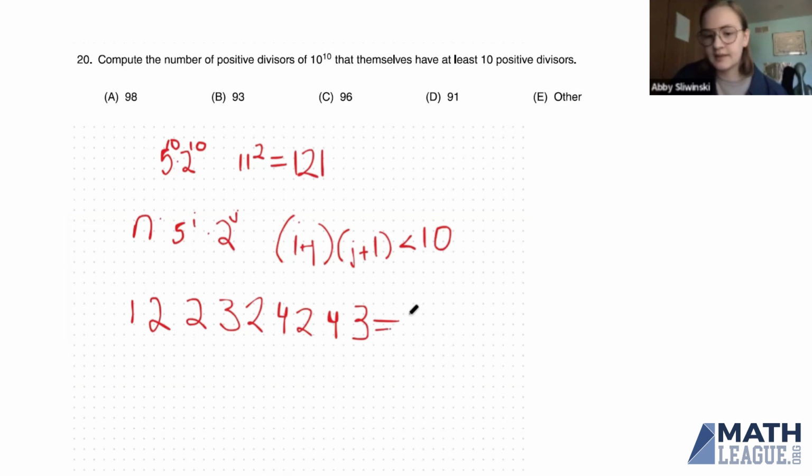Add all these pairs up, that's 23. We know that 10 to the 10 has a total of 121, so if we subtract this number from our total, we will get our answer, which is 98 positive divisors.